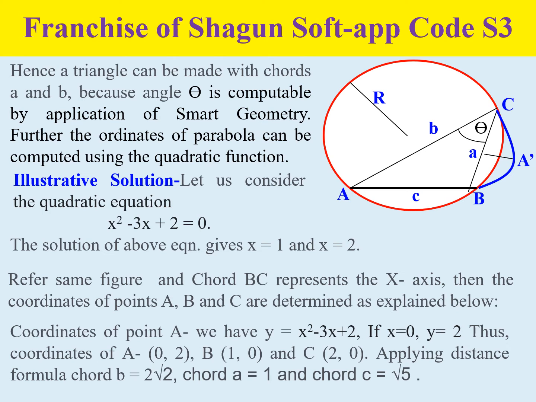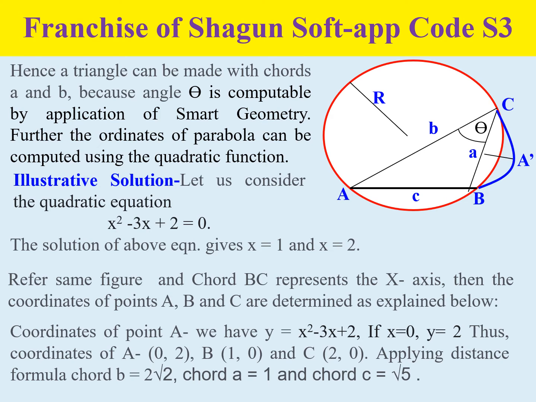Applying the distance formula, the chord lengths are a = 1, b = 2√2 and c = √5 units. The ordinates of the parabola at B = 0, at C = 0 and in the middle it is 0.25 units. Thus, the two curves, the circle and the parabola on common chord BC, can be plotted.